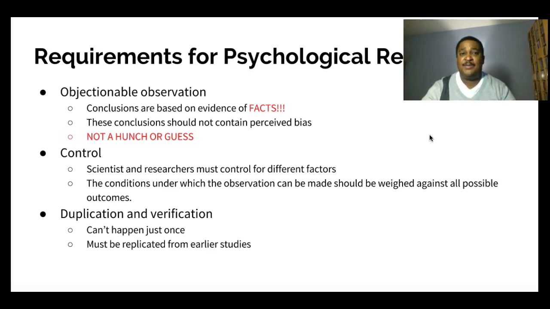And they must be able to have duplication and be verified, which, like I said before, if you're saying that this is indeed a fact, it needs to be a fact for people in California, it needs to be a fact for people in Florida, it needs to be a fact for people in Virginia, it needs to be a fact for people in Maine.